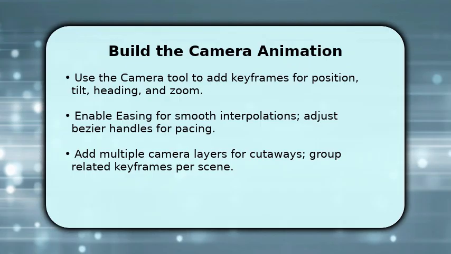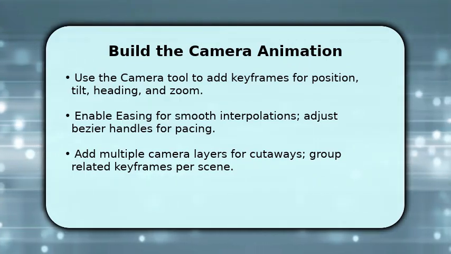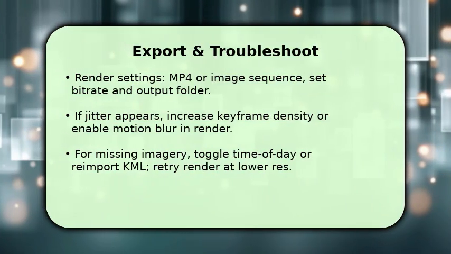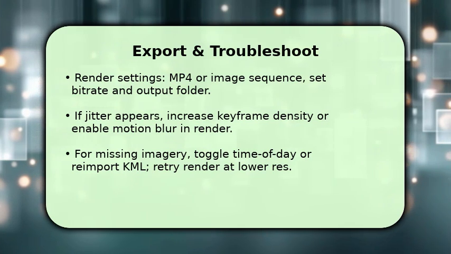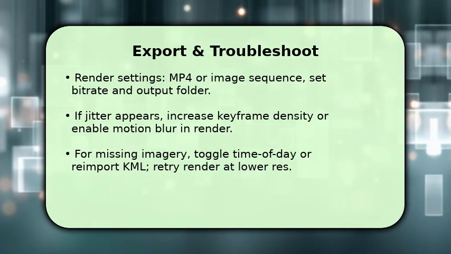Make sure to preview frequently. Scrubbing the timeline reveals stutter or unnatural rotation that you can then smooth out. You finish by choosing Render Output. Export MP4 for quick delivery or an image sequence for compositing, and set bitrate and export path.